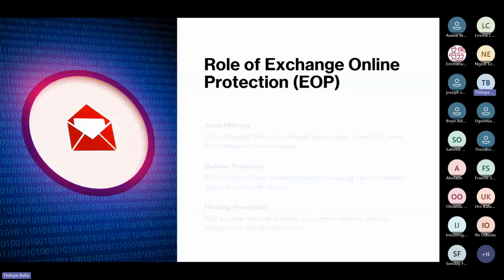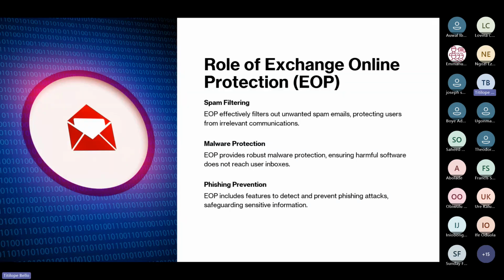Now again, we said Exchange Online is the anti-spam, anti-malware, anti-filtering service in Microsoft 365. Once Exchange Online receives the email, it sends it to EOP. EOP filters it for spam. If you find spam there, it depends on your configuration.